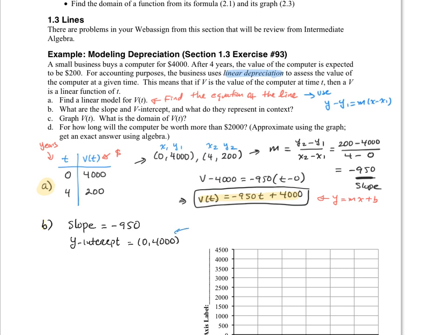So what does that mean? Well, this point means the initial price was $4,000, and the minus 950 means the computer depreciates at $950 per year. So every year the computer goes down in price by $950.